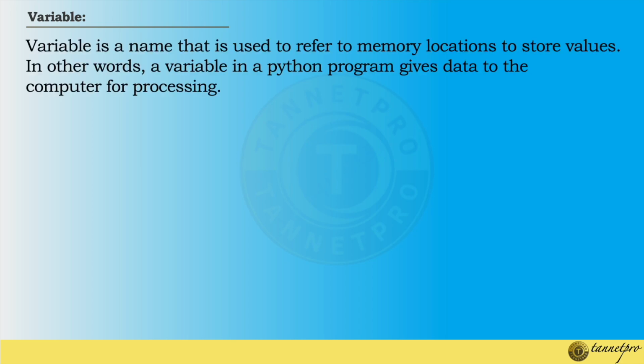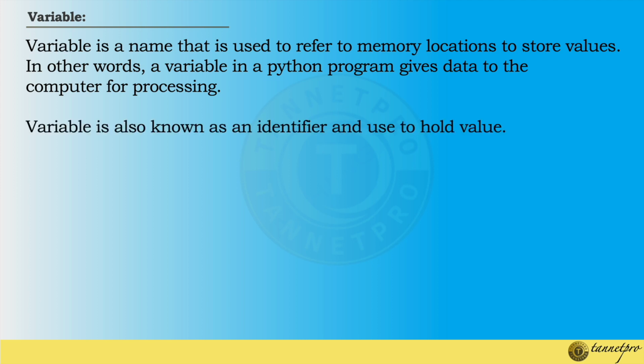We don't know about the variable, right? So in the Python programming language, we can say a variable is a name. It's just a name that is used to refer to memory locations to store values. So a variable is a name that refers to a memory location where a value gets stored. In other words, a variable in Python gives the data to the computer for processing.